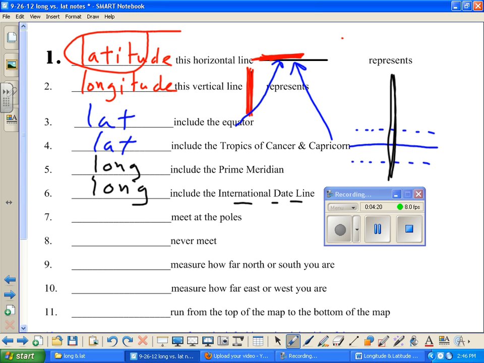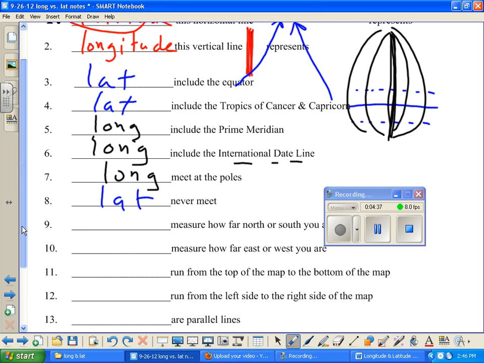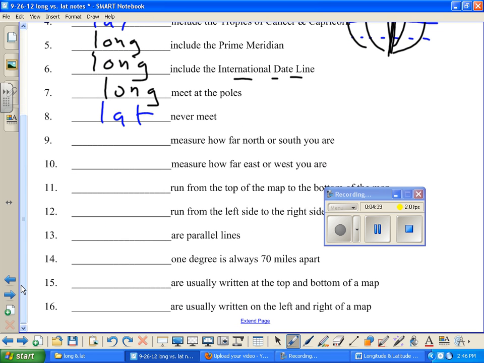These longitude lines all converge at the poles, whereas latitude lines are parallel, hence they never meet. All right, these two people get mixed up.